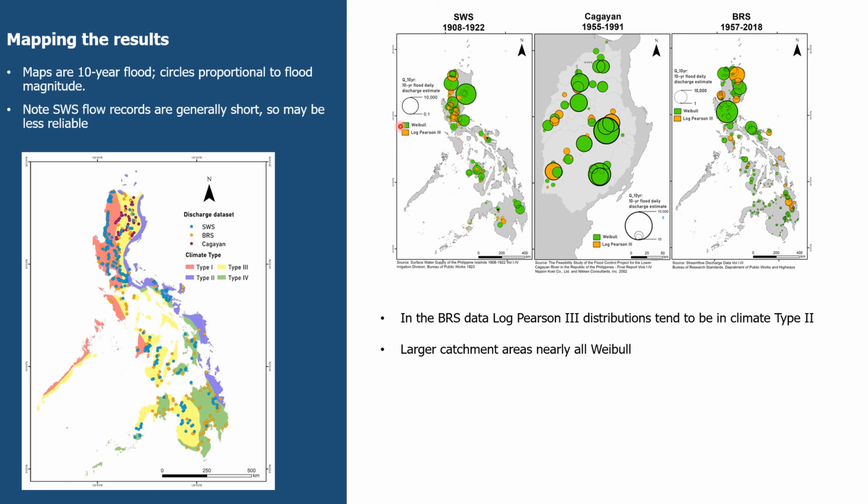We said previously that most of our fits are slightly better with Weibull than with Pearson. There are some log Pearson 3 distributions, especially in climate type 2. The map over here reminds us what the climate types are. Climate type 2 up the eastern coast does tend to show more log Pearson type 3 distributions. And remember what we said last time, that larger catchment areas tend to be Weibull.